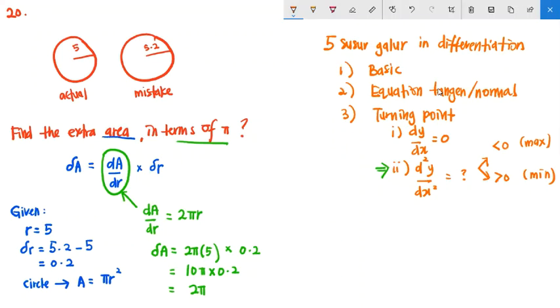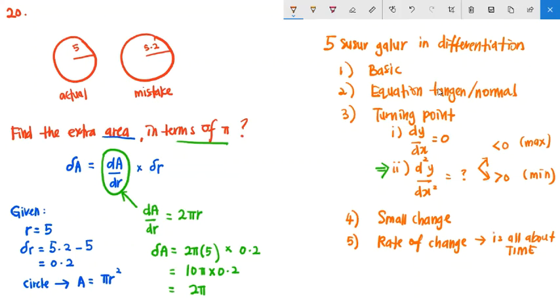Okay. Number 4, kita ada tadi small change, which is baru je cover tadi. Okay. And fifth, last one dalam differentiation is rate of change. So rate of change ni mesti something goes to masa, time. So yang paling simple, boleh cakap, ini quite simple lah ini. Quite simple, very simple.